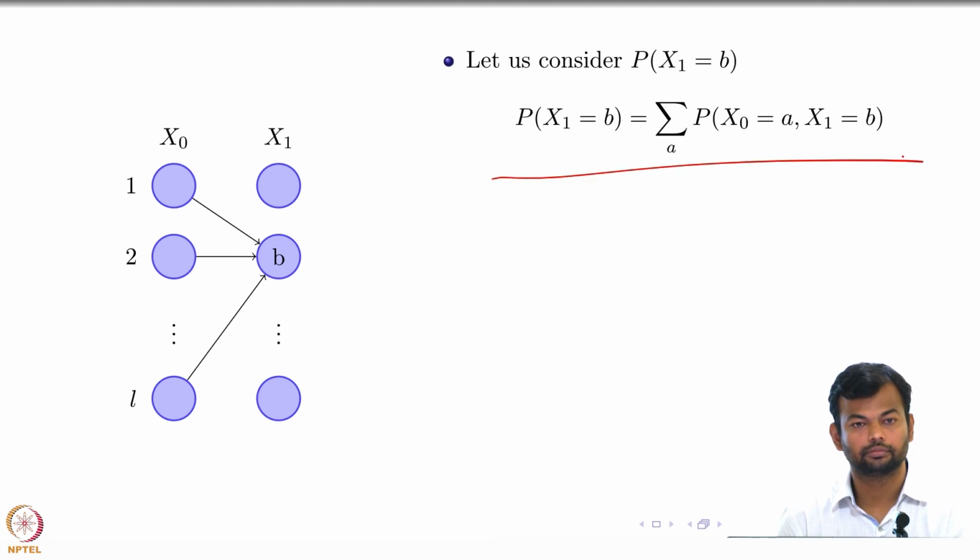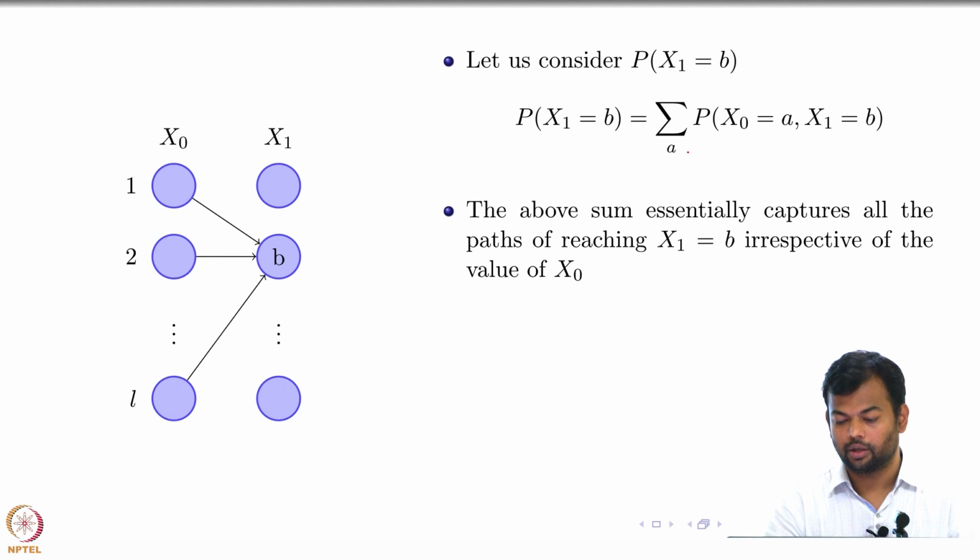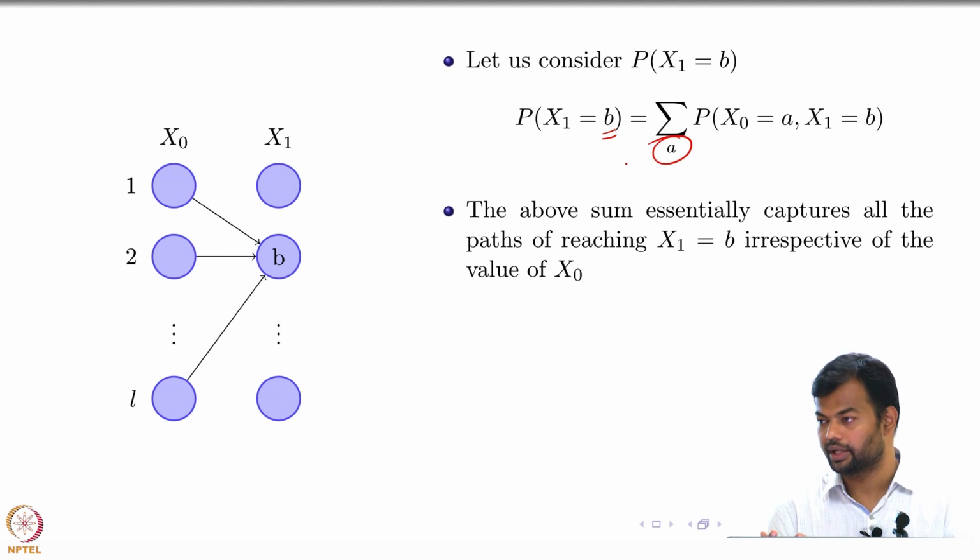What have I done here? Introduce the variable and then marginalized over it. This is a fair operation. Okay. Fine. Now let's see, what does the above sum capture? It actually captures the probability of reaching x1 equal to b irrespective of where I start with at x0 equal to a.